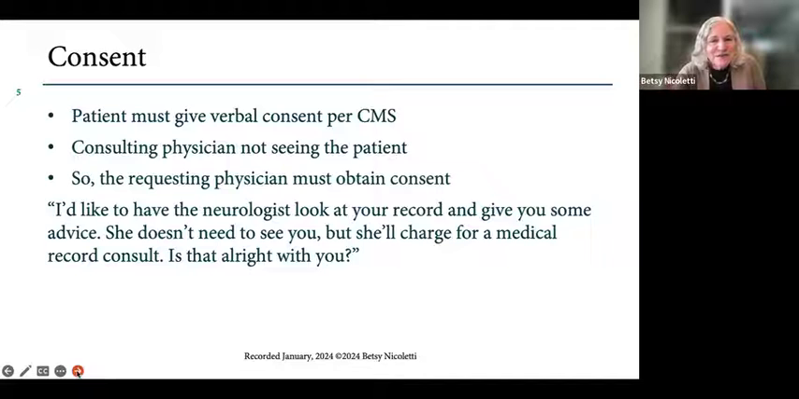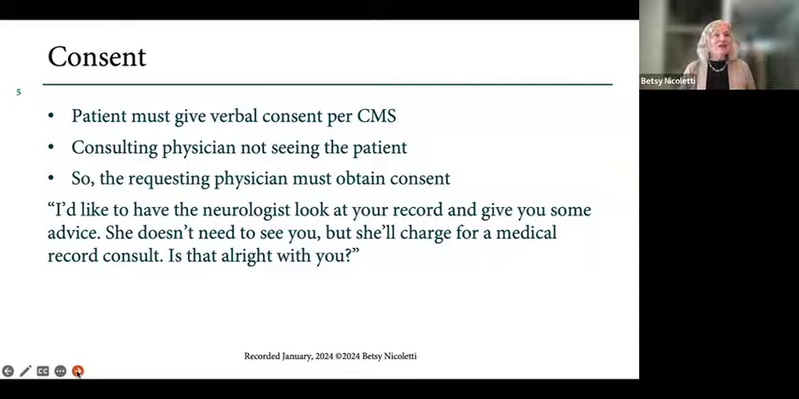So the first thing is Medicare says that you have to get verbal consent. So this is the first stumbling block in performing these consultation services, because the consulting physician, or NPP, is not seeing the patient. Their staff member isn't seeing the patient. The patient's not coming into the office to register. The service is being done entirely electronically. So who's going to get verbal consent?